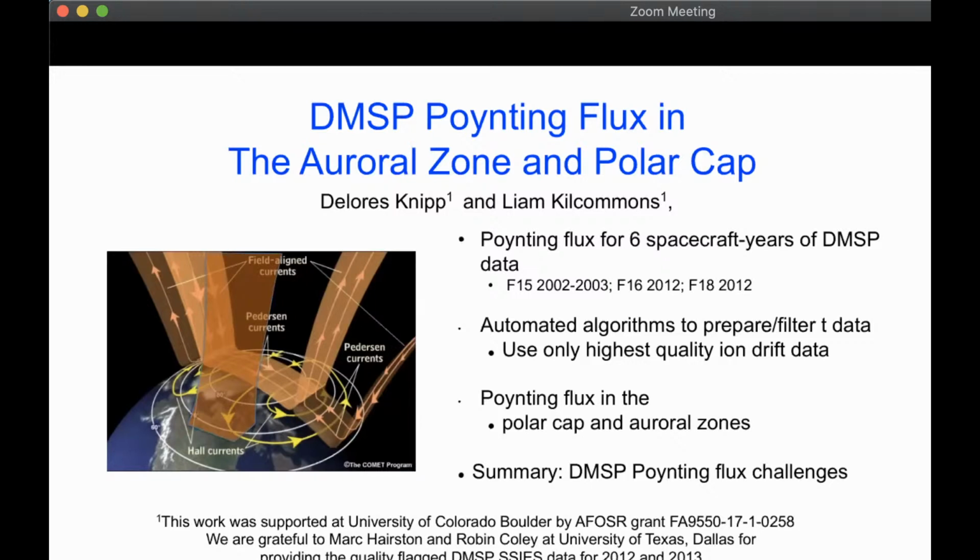So Liam Kilcommons, who is the we, and mostly that's Liam, has been working on Poynting flux and extracting it for 6 satellite years of DMSP. We took a year in solar cycle 23 and 2 years in solar cycle 24 that we've put together. He has a series of automated algorithms, several of which have been described in documents that I'll mention, that help us to prepare and filter the data. In this presentation, we're using only the highest quality, that's quality flag 1, ion drift data.